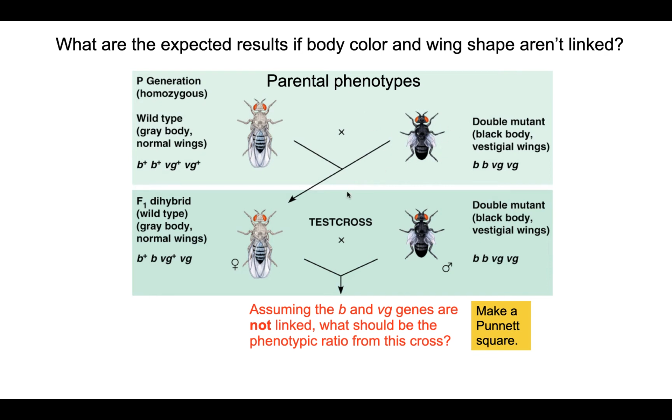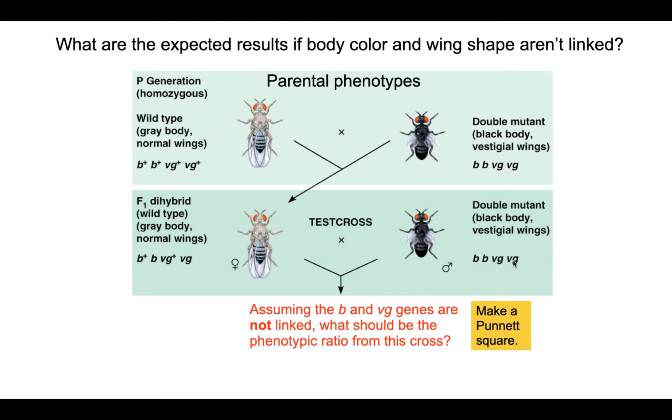Cross these guys together, and now you've got yourself your dihybrid cross, knowing that you only have two types of chromosomes. You've got the B plus VG plus chromosome, and you've got the B VG chromosome. And then you test cross. You cross that back to a homozygous recessive fly. Right? So the only chromosomes they have is little B VG and B VG, that's it.